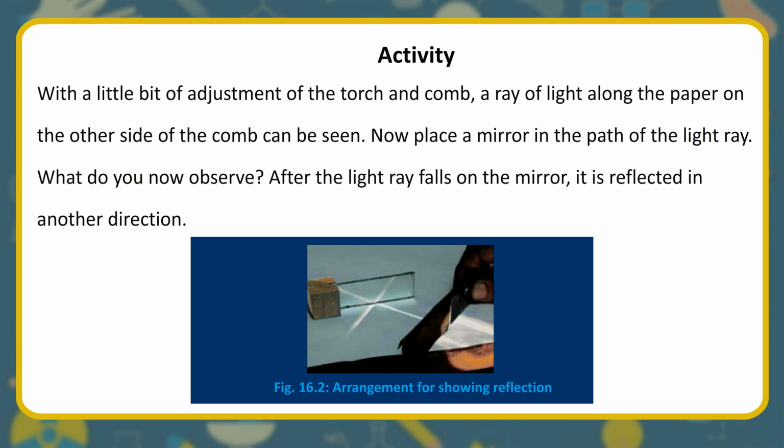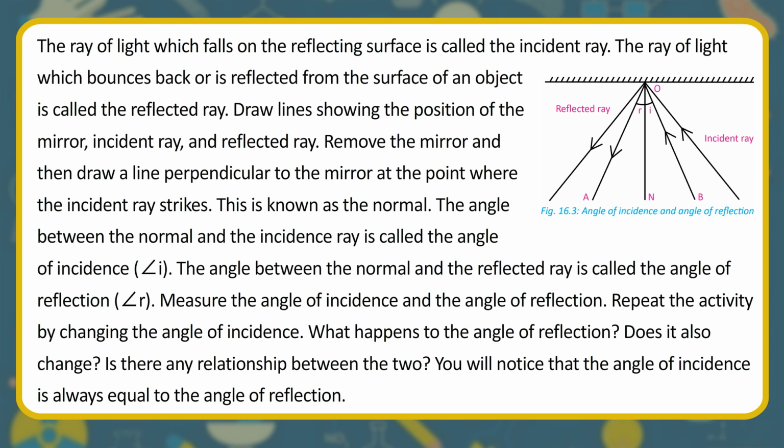Now place a mirror in the path of the light ray. What do you now observe? After the light ray falls on the mirror, it is reflected in another direction. The ray of light which falls on the reflecting surface is called the incident ray. The ray of light which bounces back or is reflected from the surface of an object is called the reflected ray. Draw lines showing the position of the mirror, incident ray, and reflected ray.